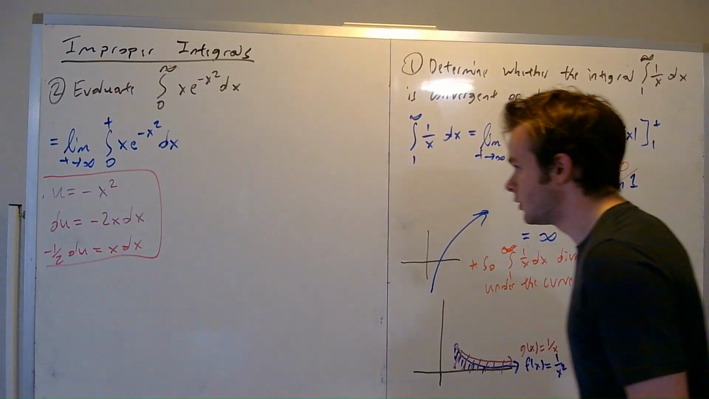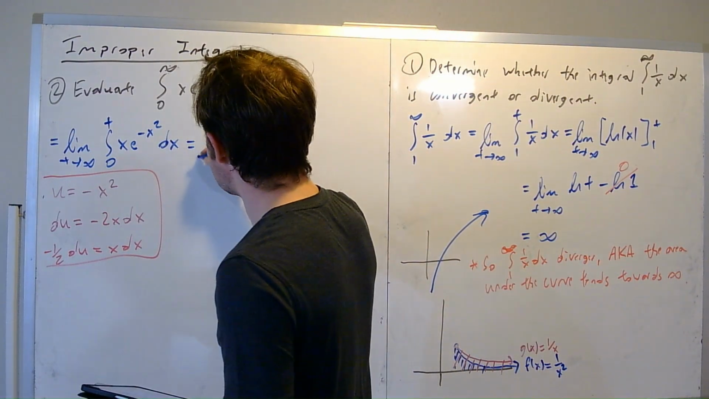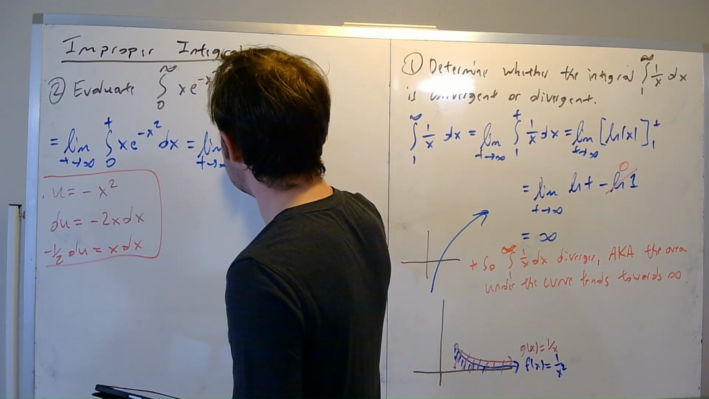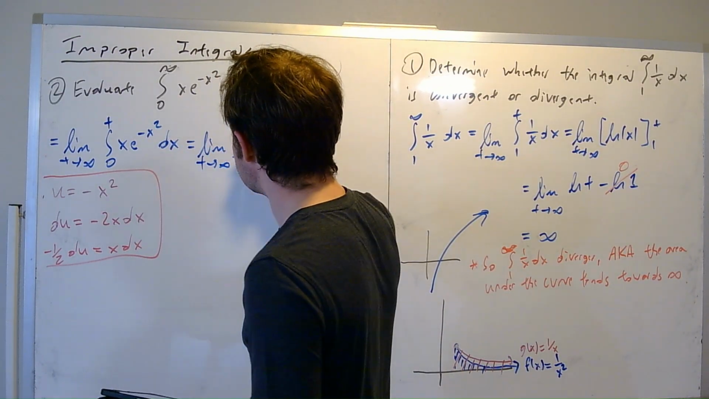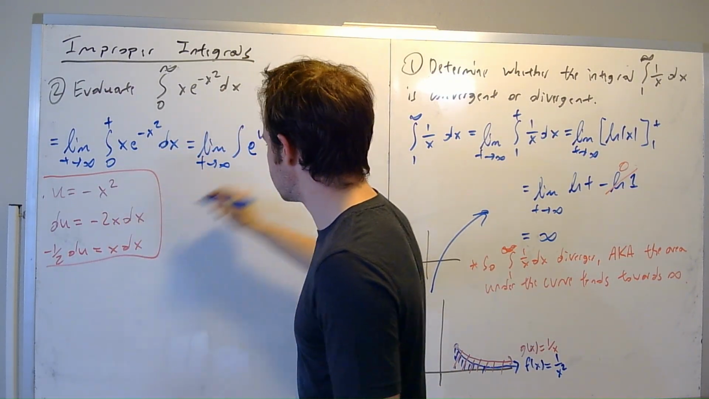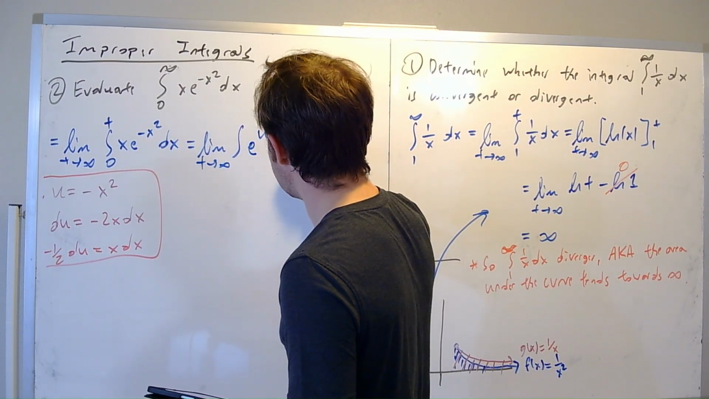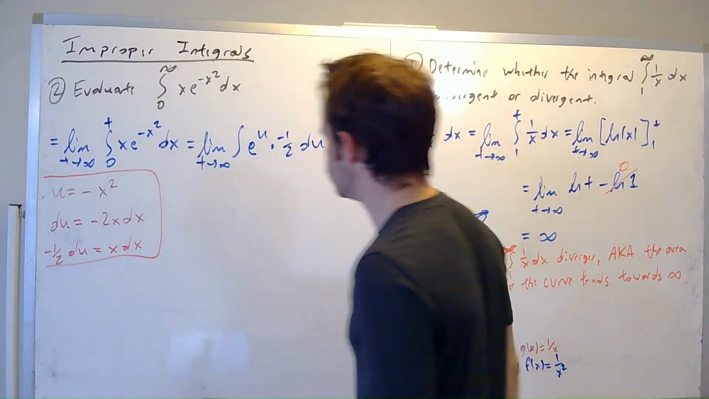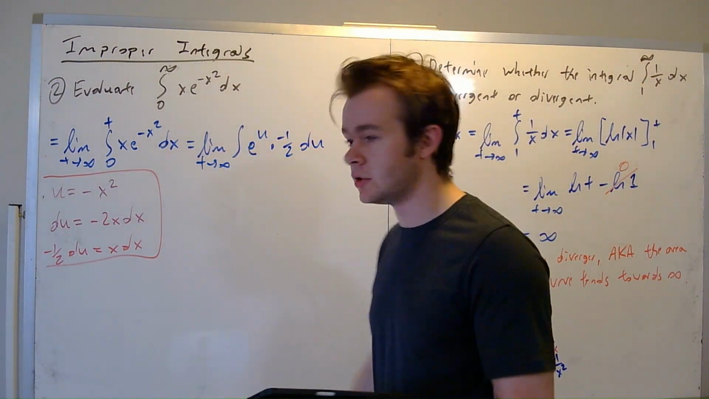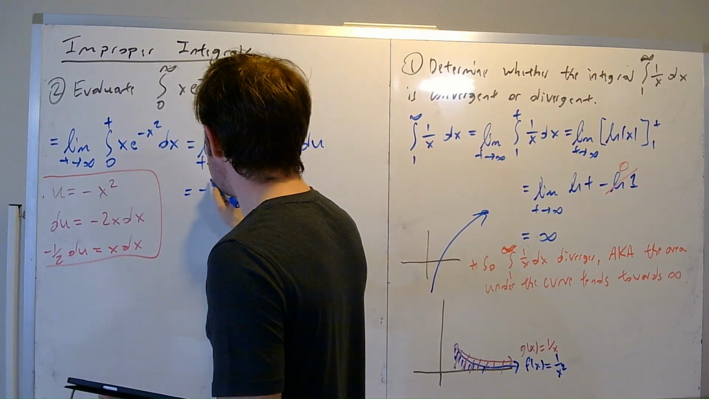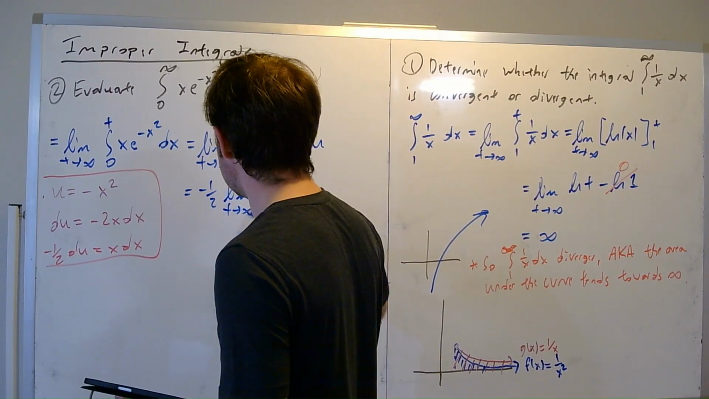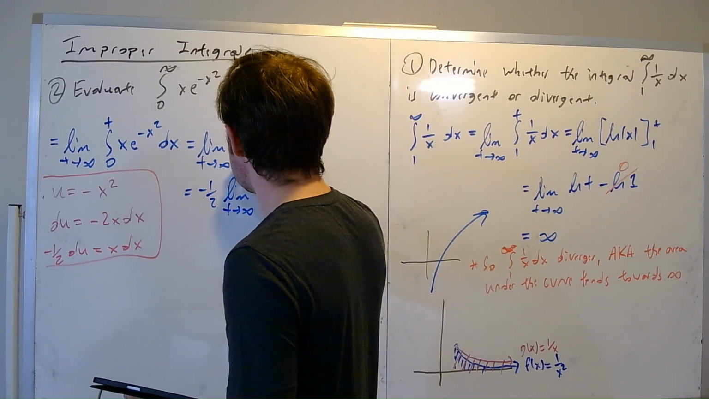Okay. So we keep that limit out in front. We've got the limit as t goes to infinity of the integral of, this becomes e to the power of u, and this x dx gets replaced with negative 1/2 du. And we can factor out our negative 1/2, both from the integral and from the limit. So this is negative 1/2 times the limit as t goes to infinity of, sorry, this was from 0.